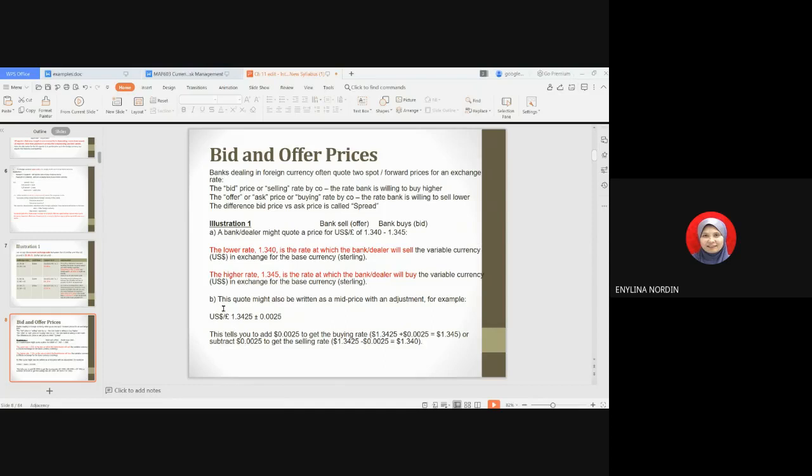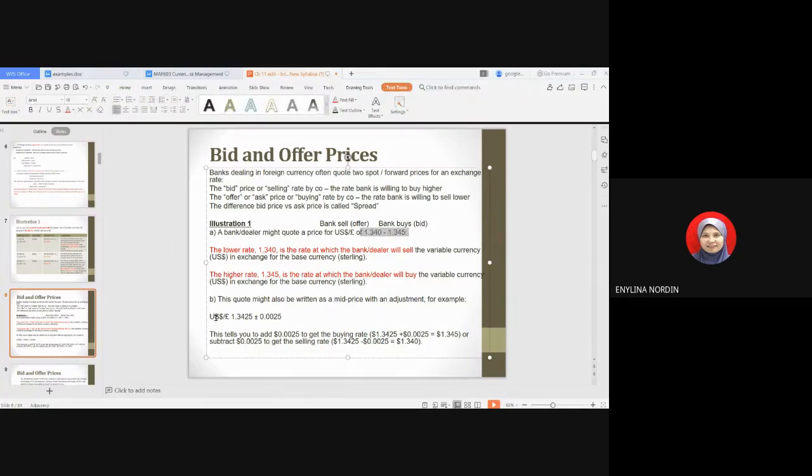And the next example here, sometimes the exchange rate will be quoted as the mid price with an adjustment. Sometimes they will give you the range against pound, or they will give you the mid price. Mid price means they will give you the base rate, the current rate, which is 1.3425, and then it will be plus or minus. If it's plus, it will be the higher rate. If it's minus 0.0025, then it will be the lower rate.